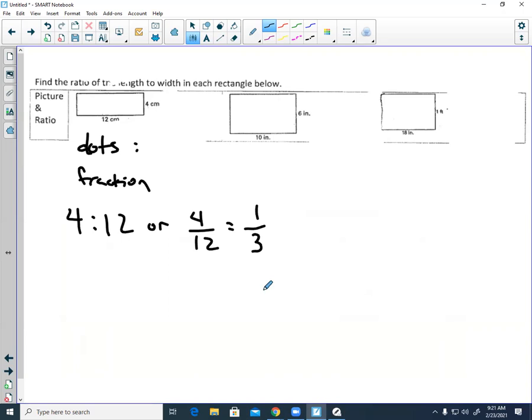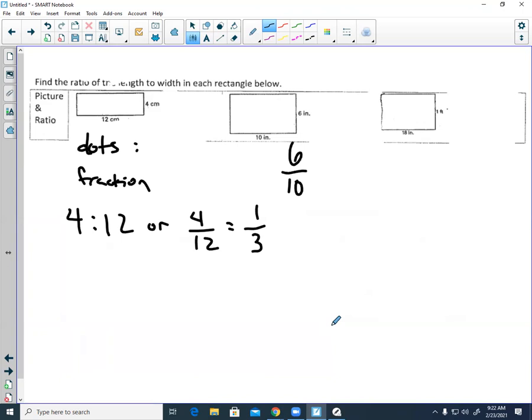The next one, it says length to width. The length is 6, the width is 10, so I'm going to do 6 over 10. Length over width, or length to width. I don't really care if you use dots or a fraction bar. I almost always use fractions because I just think that's an easier thing to do. So 6 over 10. Now, Blake said that I had to divide by 4 on the last one, so now I'm going to divide by 6, right? Okay, Maddie, what do I do?